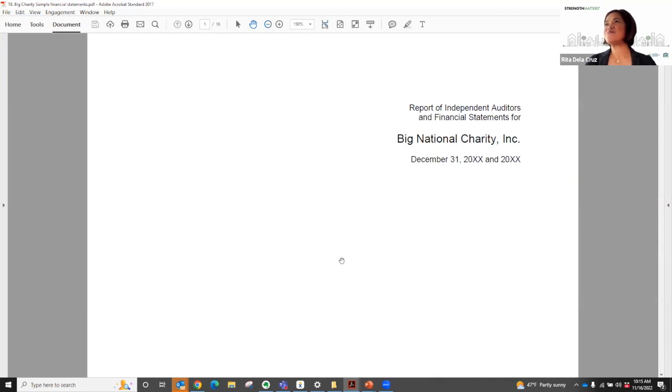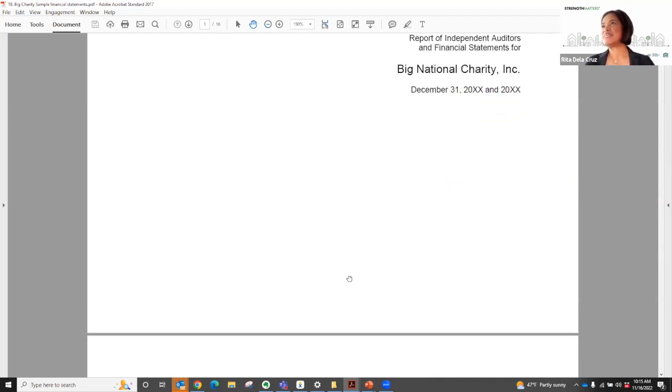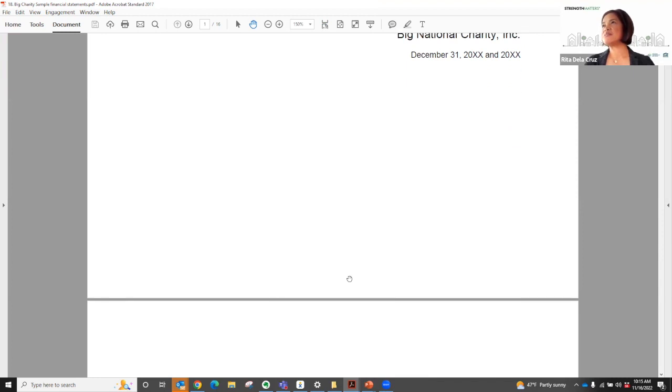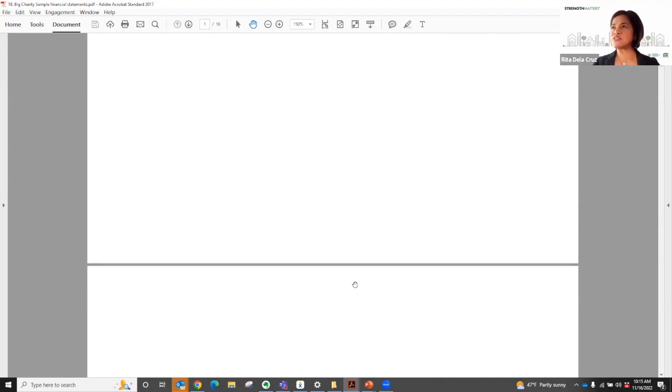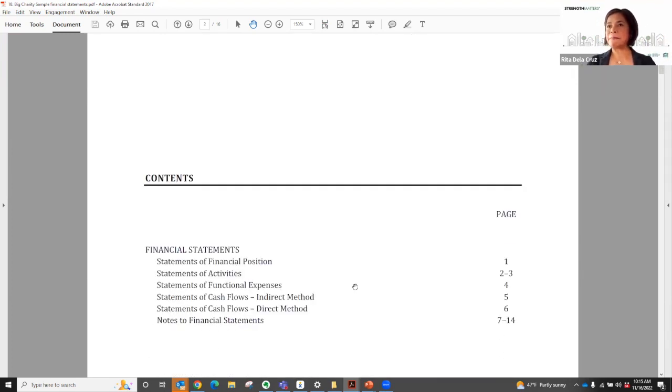Okay, so Big National Charity Inc., it's a not-for-profit. And let's go through some of the things that are peculiar to nonprofit financial statements. Again, some of you, maybe most of you, have already seen this and are familiar with this, but we'll try to go through it together.